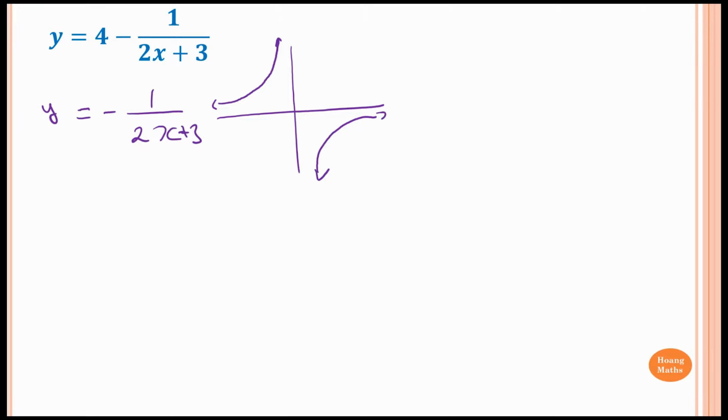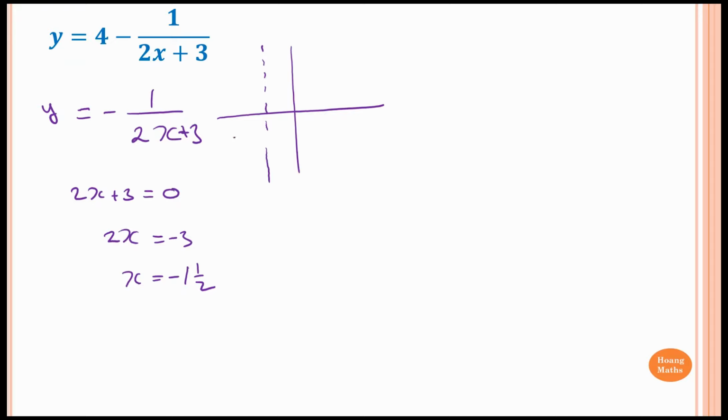So we put 2x plus 3 is equal to 0, because 1 cannot be divided by 0, so we find the vertical asymptote. So 2x is equal to negative 3, x equals minus 1.5. So I divide by 2 on both sides. So the vertical asymptote will be minus 1.5. So the graph will be like this.